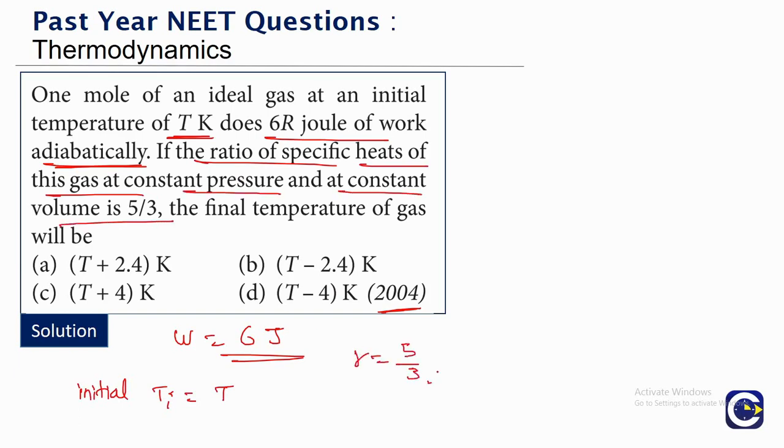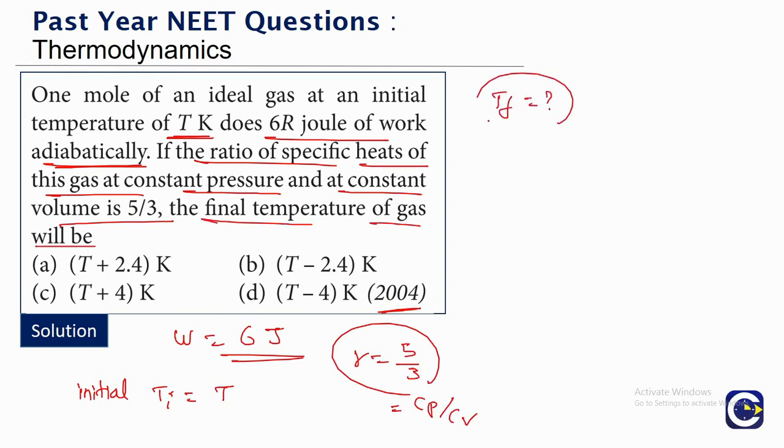If the ratio of specific heats of the gas at constant pressure and constant volume is 5/3, essentially what they're giving us is gamma. Gamma is Cp by Cv, right? So gamma is given as 5/3. The final temperature of the gas will be, means we have to find T final. First of all, let us try to understand how we will get the work done in case of the adiabatic process.